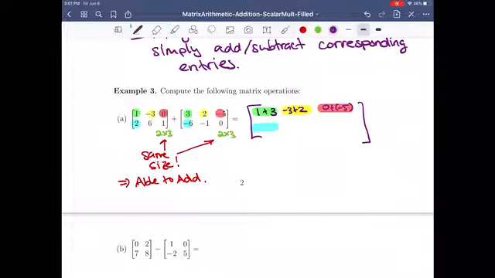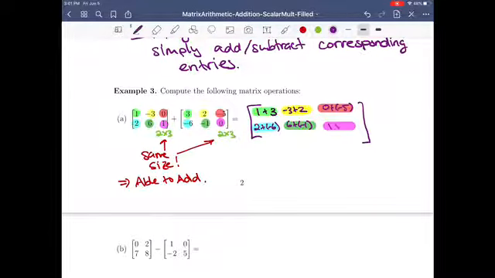And then lastly, I have 1 and 0. That's going to be my second row, third column entry. Okay, so if I simplify this, I'm going to have 4, -1, -5 for my first row. Second row is -4, 5, and 1. And notice that the size is the same. I still get a 2 by 3 matrix.